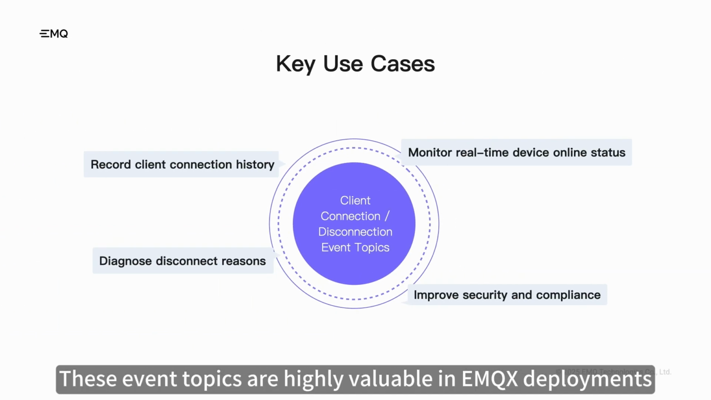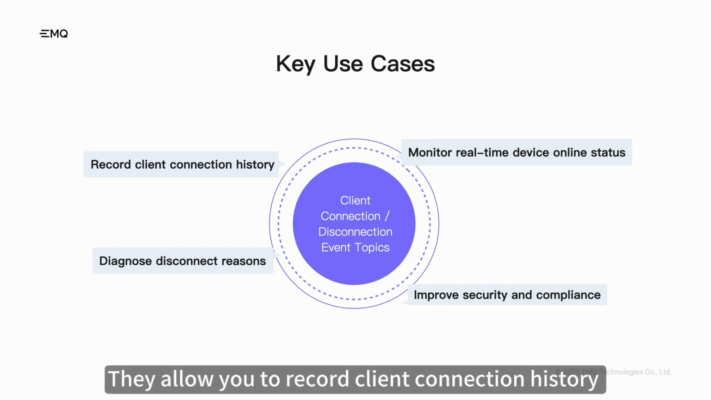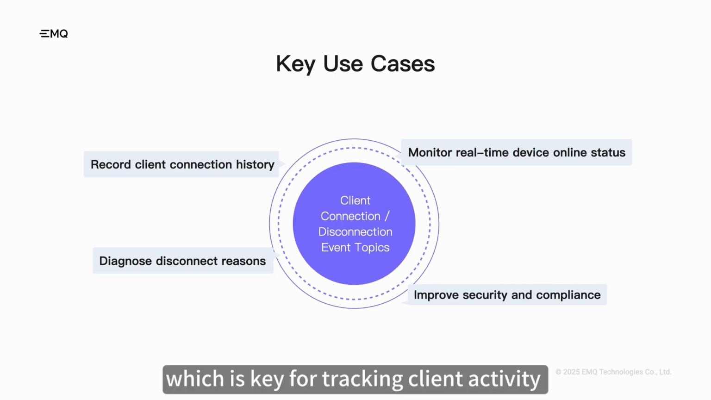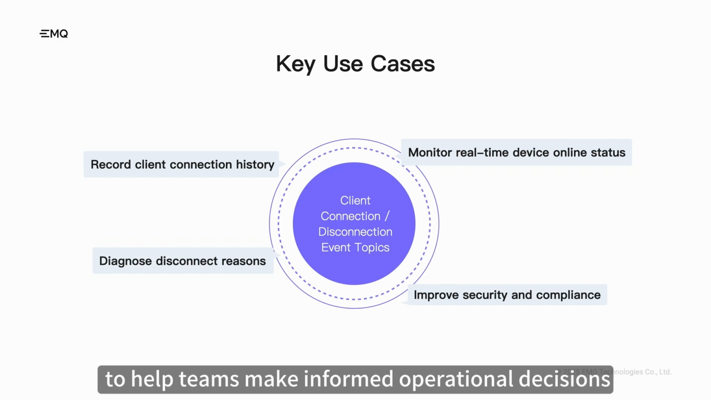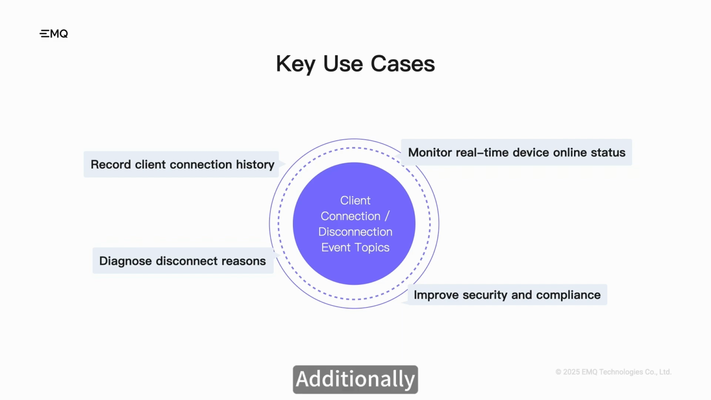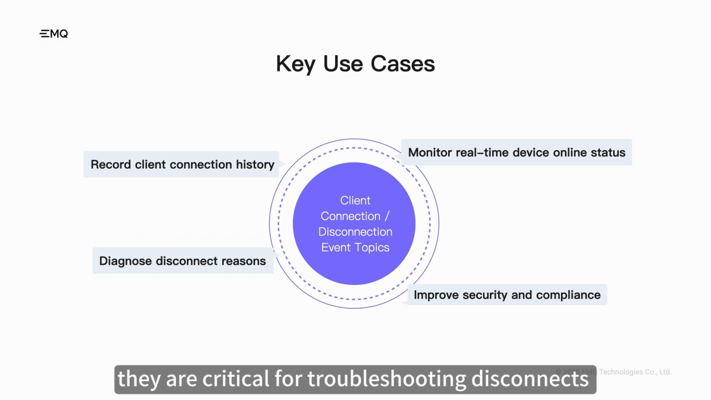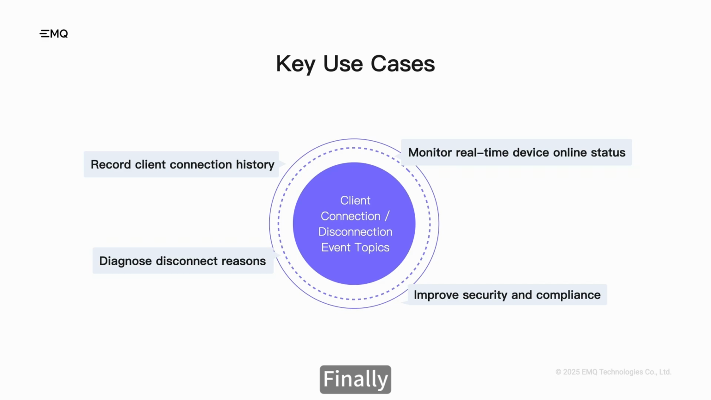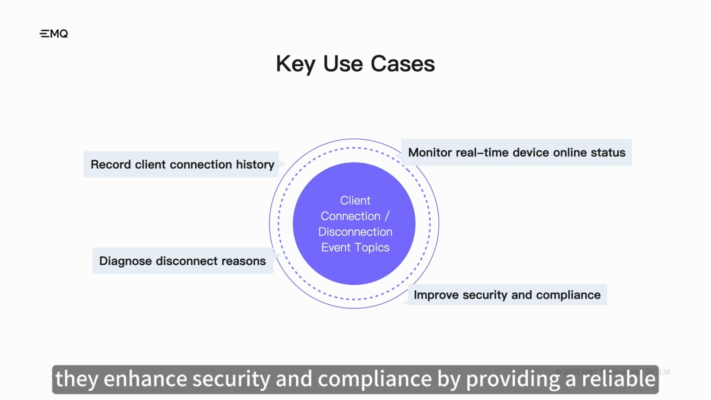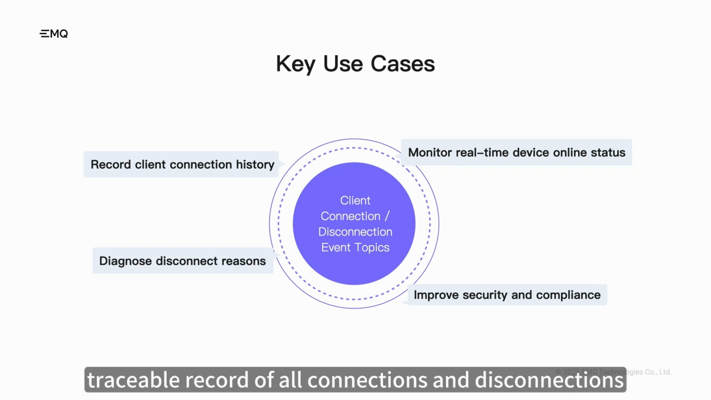These event topics are highly valuable in EMQX deployments. They allow you to record client connection history in an external database, which is key for tracking client activity and supporting in-depth analysis. They also provide real-time monitoring of device online status to help teams make informed operational decisions. Additionally, they are critical for troubleshooting disconnects by providing detailed disconnection reasons and timestamps. Finally, they enhance security and compliance by providing a reliable, traceable record of all connections and disconnections.